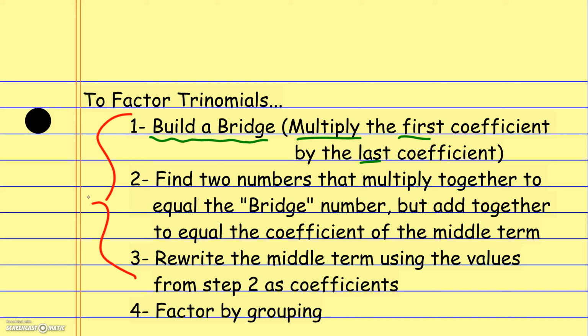Once I have 4 terms, I can put them in groups of 2, all right? So I build a bridge, first coefficient times the last coefficient. I come up with 2 numbers that multiply together to give me the bridge, but add to the middle coefficient. And then I rewrite the middle term as 2 separate terms, okay? So now I have 4 total terms. I can do factoring by grouping, all right? So here's what this looks like.